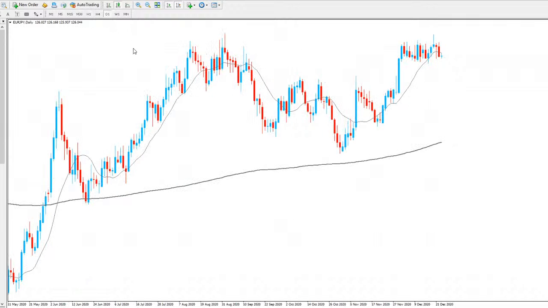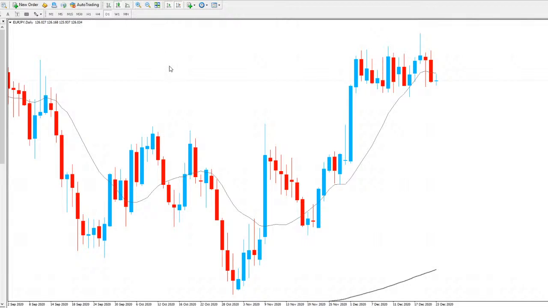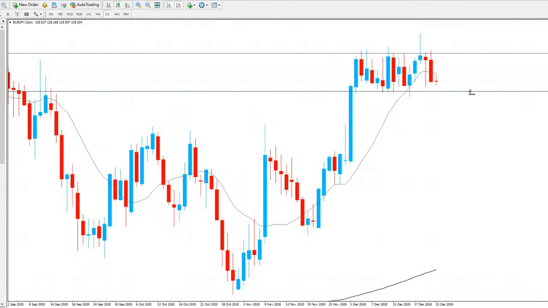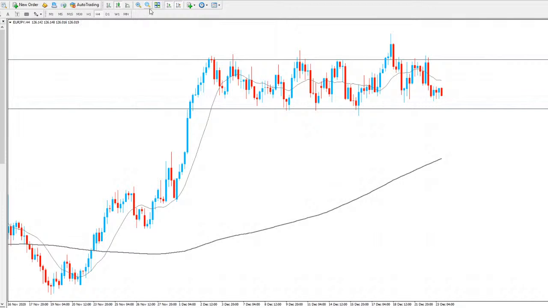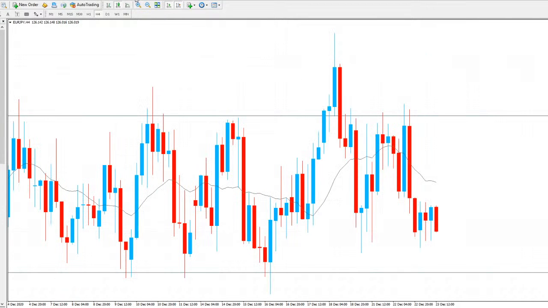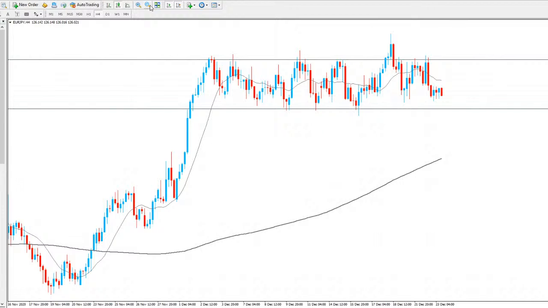Not really anything significant going on for us for Euro JPY, kind of still stuck in that range. Got the resistance just above us, got the support just below us here as well. Still stuck between these two levels. Again, not sure which way we're going to break out. You don't really know. You can just wait for the price to break. You see, we did have a break there.